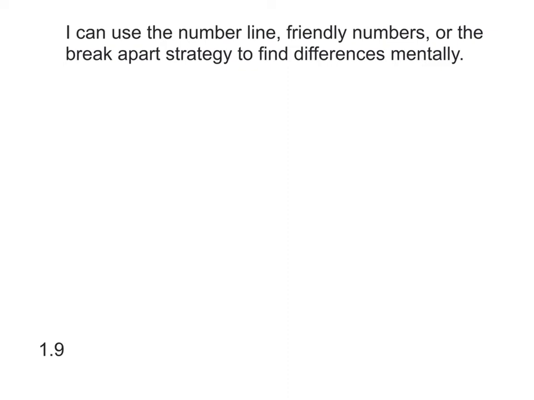I can use a number line, friendly numbers, or the break apart strategy to find differences mentally. In this lesson, you're going to use mental math strategies to subtract with 2 and 3-digit numbers, including using the number line to count up by tens and ones, or to take away tens and ones, using friendly numbers, and using the break apart strategy. In this lesson, you will be building on 2 strategies which you've learned already when adding that involve changing numbers.